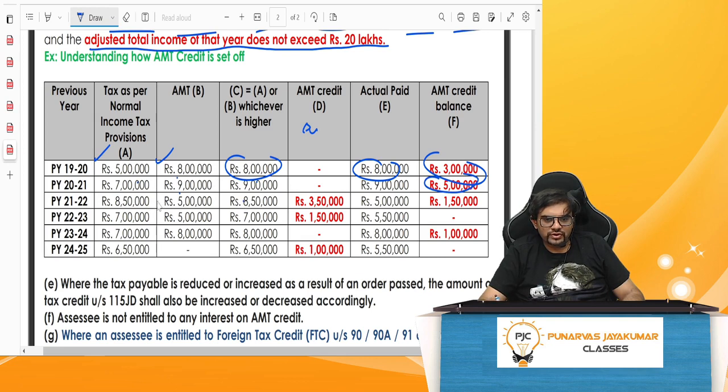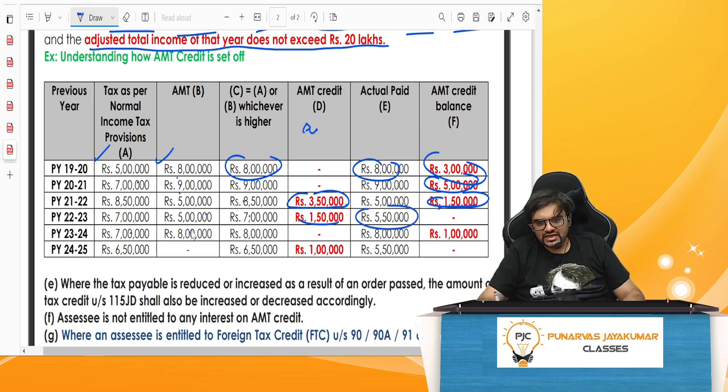But I have 3.5 lakh, can I claim credit? Yes. What is the balance? 5 minus 1.5, 3.5, 1.5. Normal tax 7 and AMT 5. How much will I pay? 7. So 2 lakhs, can I withdraw? 7 lakh I'm paying, so 2 lakhs, can I withdraw? Yeah, but then I don't have 2 lakhs. 1 lakh 50 I can withdraw here, set off. So remaining I have to pay 5 lakh plus extra 50,000, 5 lakh 50.